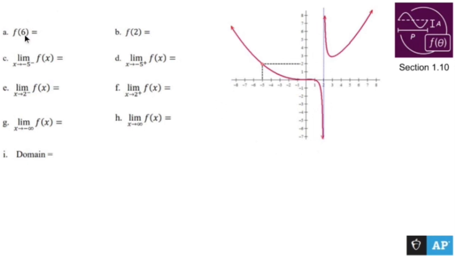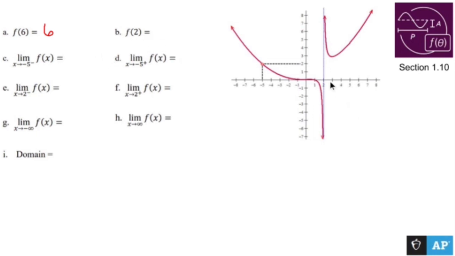F of 6. F of 6 means if I were to plug in 6, what value would I get? It looks like if I plug in 6, it kind of hits my graph at around 6. So I'll say it's 6. I don't know, maybe it's 5. If you have better eyes, you can answer it better. But f of 6 means plug in 6, and what do you get? Well, if I plug in 6, it looks like I get 6, maybe 5, but I'm going to say 6. I already wrote it down.